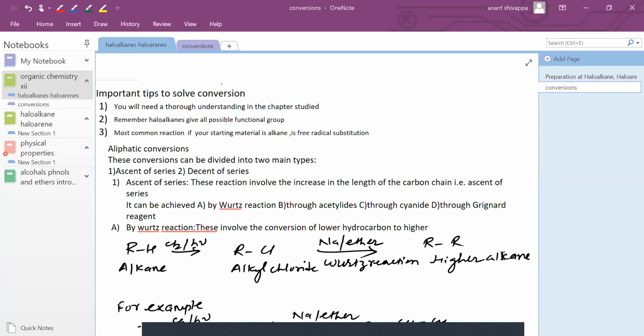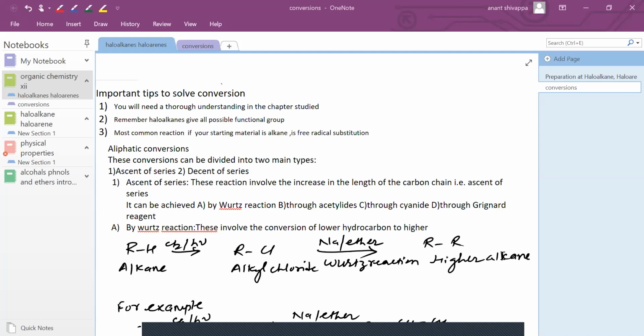The first and most important thing is, if you want to solve conversions easily, you will need a thorough understanding of the chapters studied. What are the chapters you have studied till now? Haloalkanes. Then in class 11th, you have studied alkanes, alkenes, and alkynes. Just now you have studied haloalkanes. Remember, haloalkanes give all possible functional groups. You know that haloalkanes can be converted into alcohol, carboxylic acid, and amide. So haloalkanes give all possible functional groups.